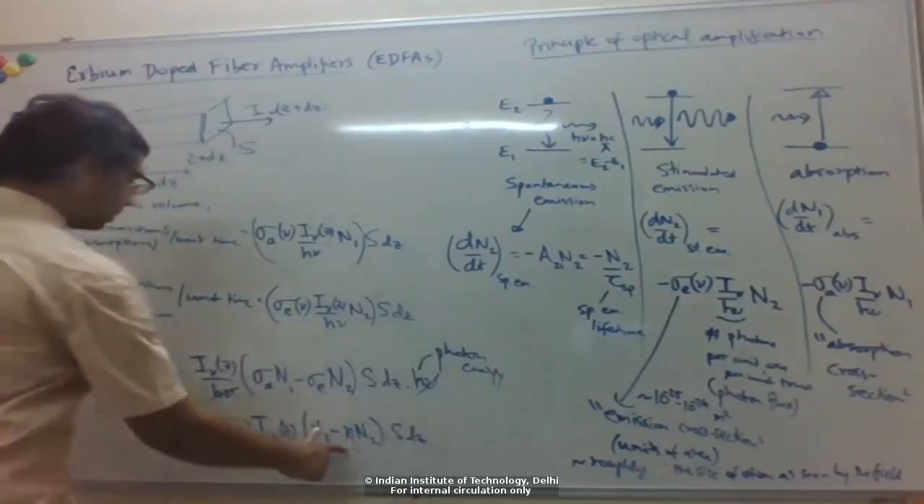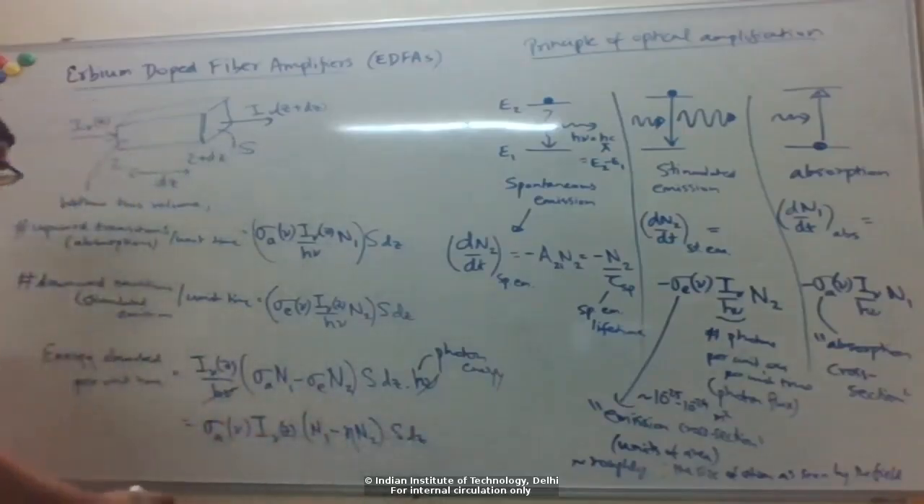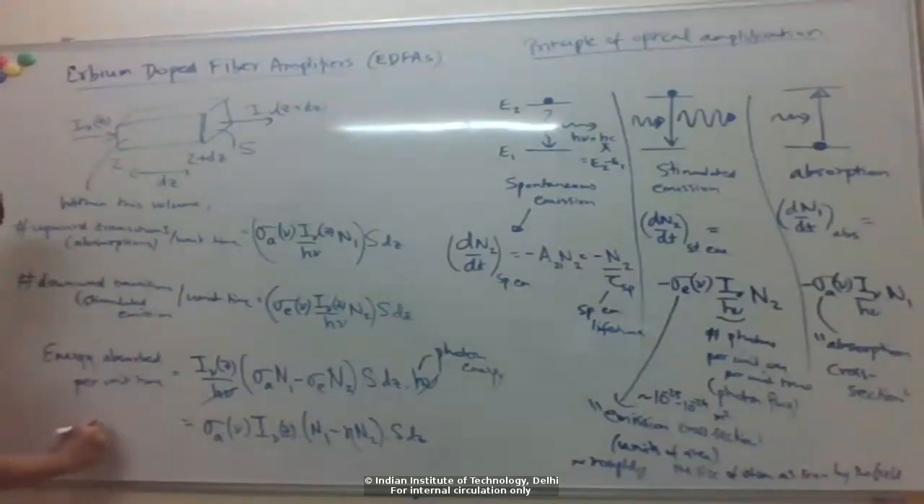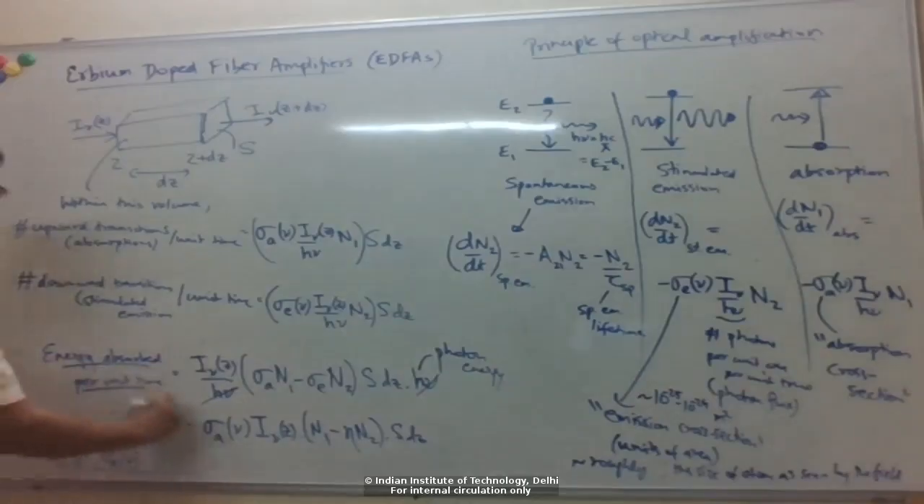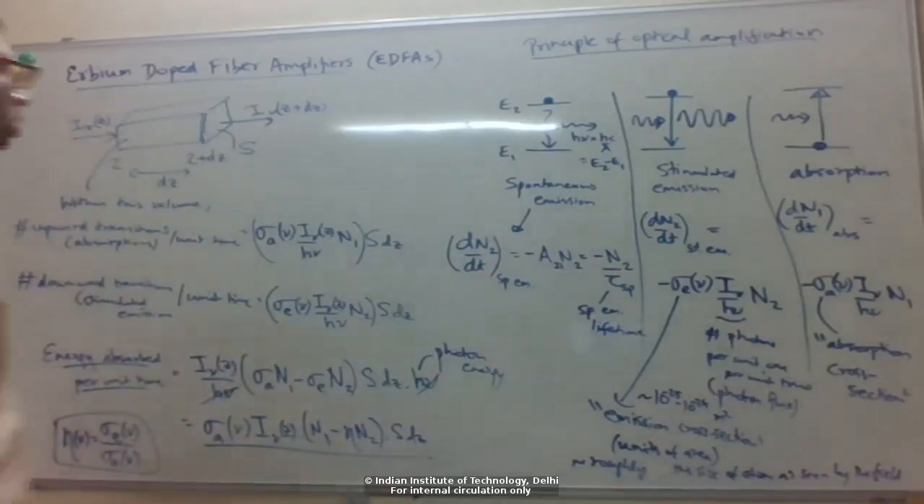where this eta is defined as the ratio of the emission cross section to the absorption cross section. It's also a function of frequency or wavelength. So that's the energy absorbed per unit time within that volume.